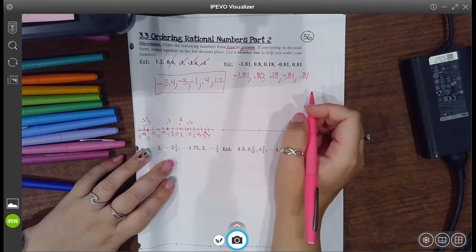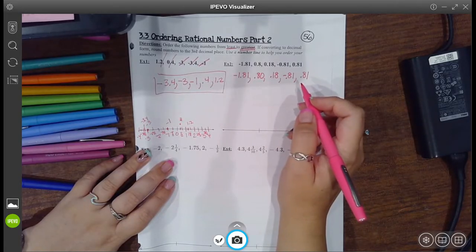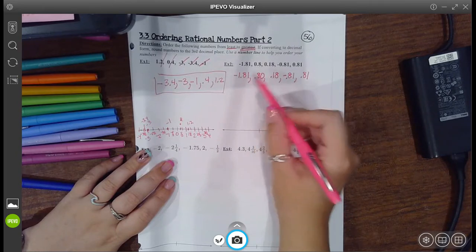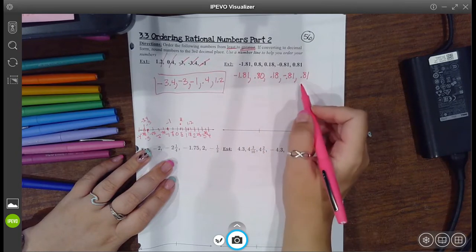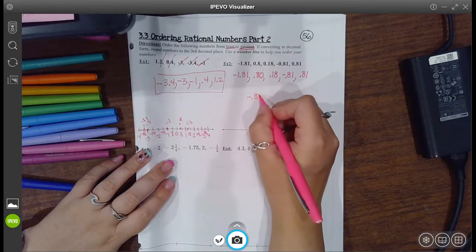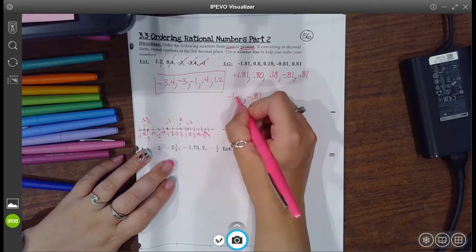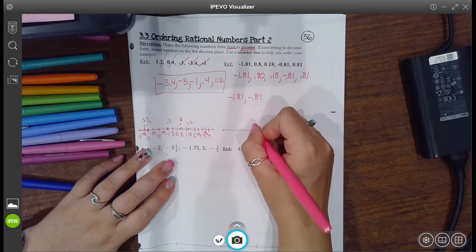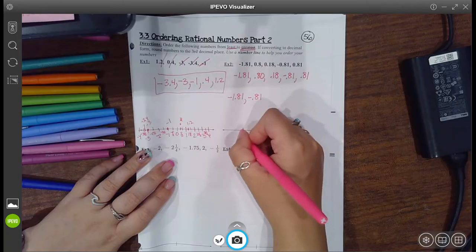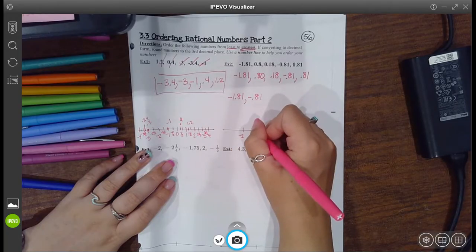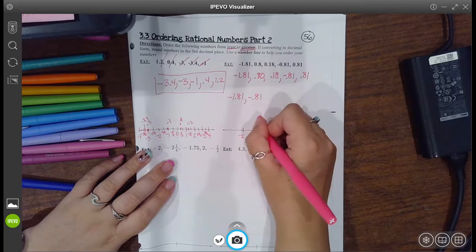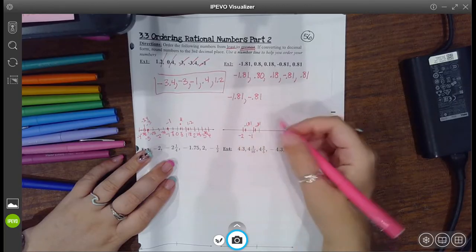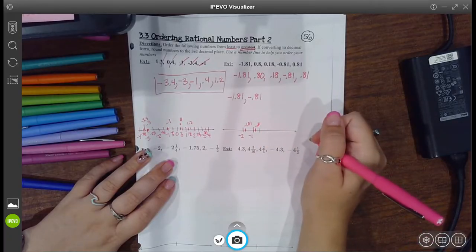Okay, so least to greatest, I want the negatives first. Well, how much would you rather owe? Would you rather owe $1.81 or just 81 cents? You'd rather owe 81 cents, right? So negative 81 cents is actually bigger than negative $1.81. So negative $1.81 is actually less. If you think about it, negative 1, negative 2, negative 0.81 is about here, and negative 1.81 is almost to the negative 2 mark. So it's further to the left, which means it's lesser in value.